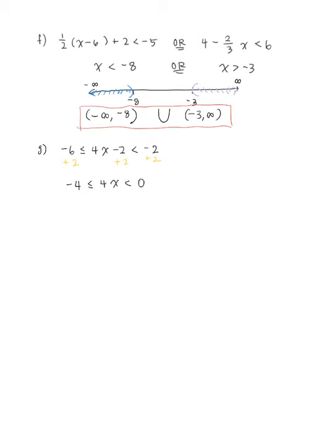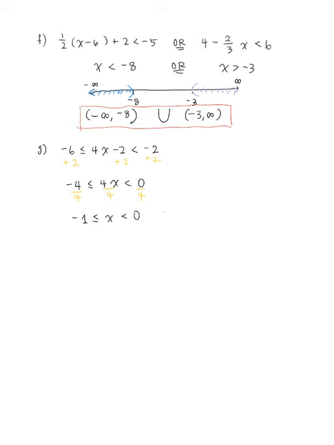Okay, now how do you solve for x? We need to divide it by 4. That means we better be fair and divide everybody by 4. Then here you're going to have negative 1 less than or equal to x, and then less than 0.